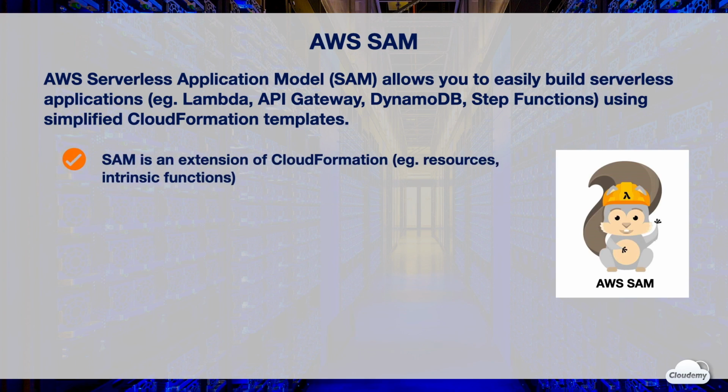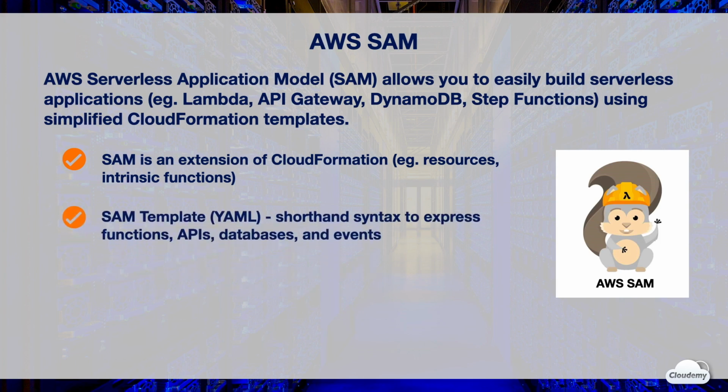SAM is an extension of AWS CloudFormation. You can use full functionality of CloudFormation template with SAM. For example, you can define CloudFormation resources, intrinsic functions, and other CloudFormation elements in the SAM template. SAM template provides shorthand syntax to express functions, APIs, databases, and event source mappings in YAML format. SAM transforms the SAM syntax into CloudFormation syntax for deployment.